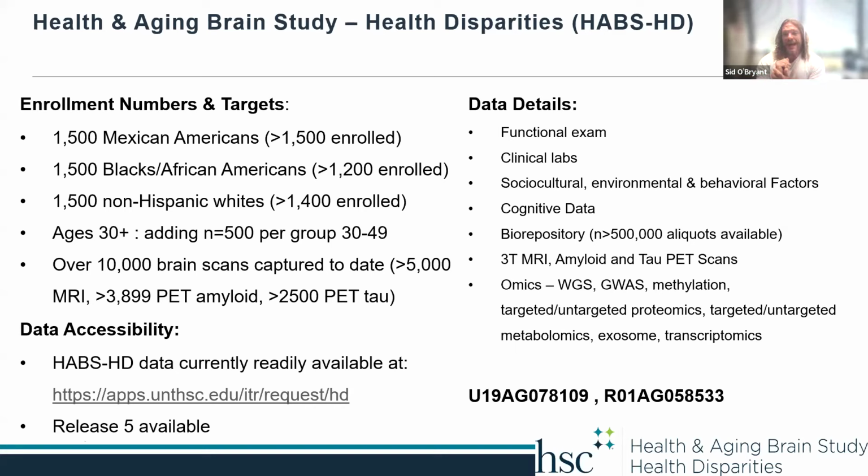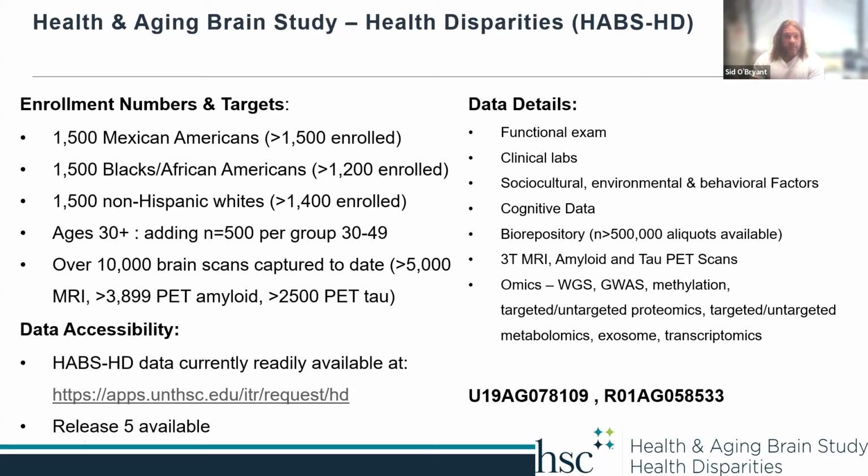At the U19 phase, which is really an expansion and a renewal, we added 1,500 in the 30 to 49 group. That's the newer group that we're enrolling. We always replace for attrition, and so the cohort will never dwindle down, which is why we have more than 1,000 per group above 50.